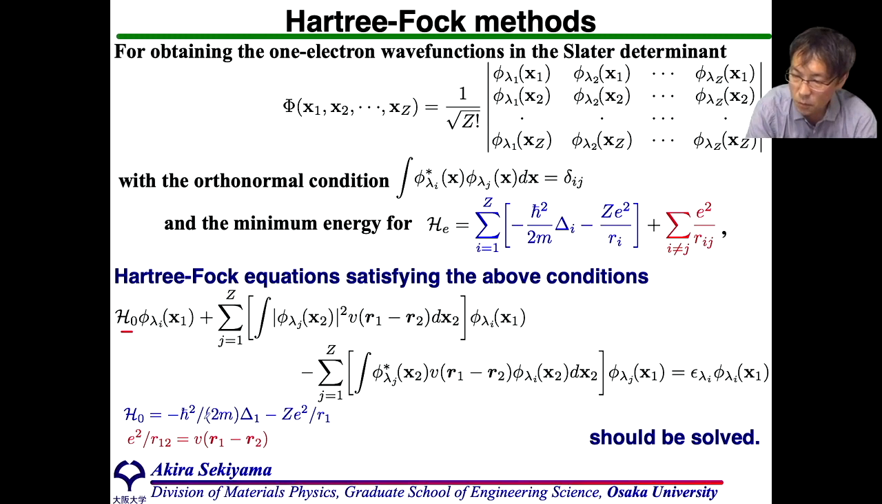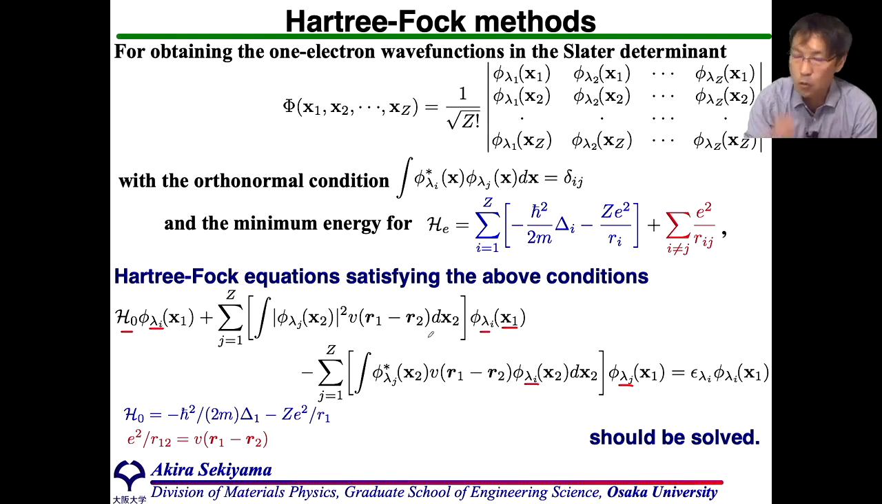This term stands for the one-electron Hamiltonian, the second term stands for the Coulomb interaction, and the third term stands for the exchange interaction. This line is for phi lambda i, the state lambda i, with coordinate x1. On the right side of this formula is the energy of the state lambda i electron. But in this term, the wave function for the other state lambda j and lambda i is in this integral. Therefore, this Hartree-Fock equation is so complicated, but usually the solution is obtained by numerical calculation.